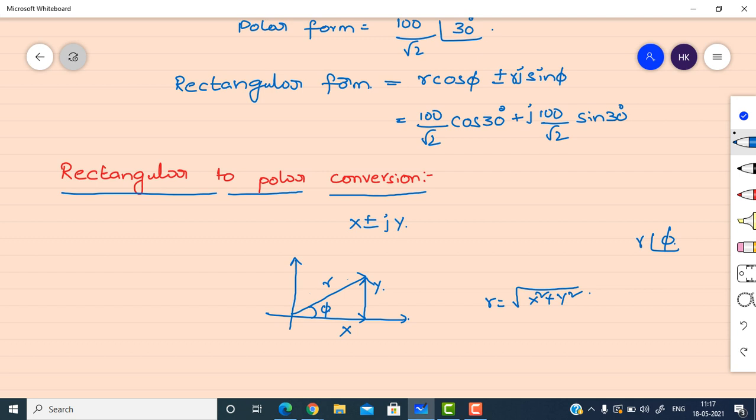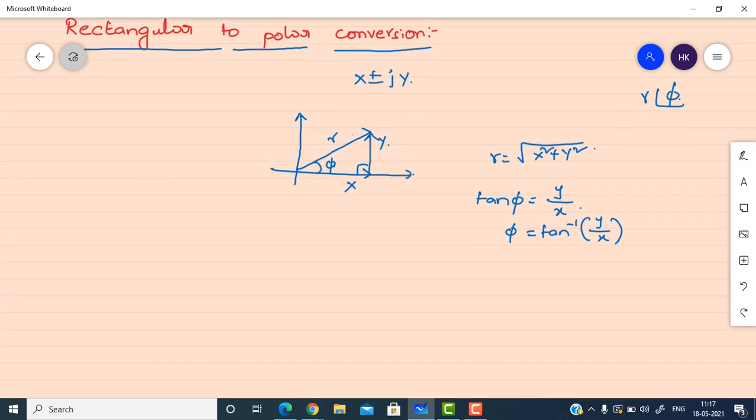And how can we find the phi value? We know these two, x and y. So write the equation for tan phi. Tan phi is equal to y by x from the right angle triangle. So phi is equal to tan inverse y by x. We are finding the r value and phi value in terms of x and y. Why? Because we know the values of x and y in this rectangular to polar conversion.